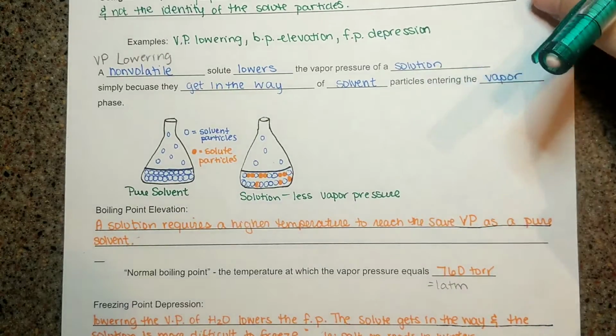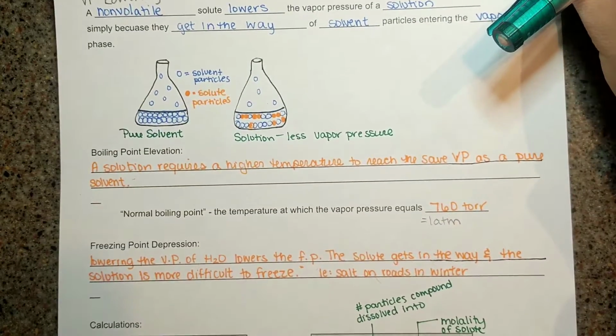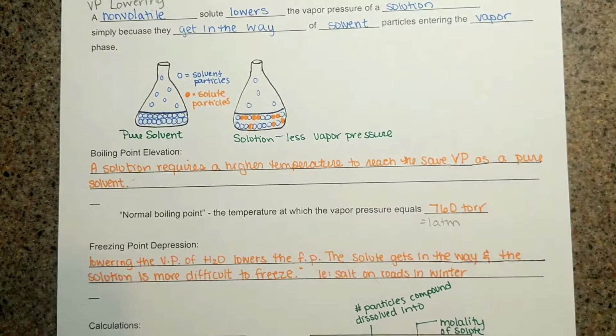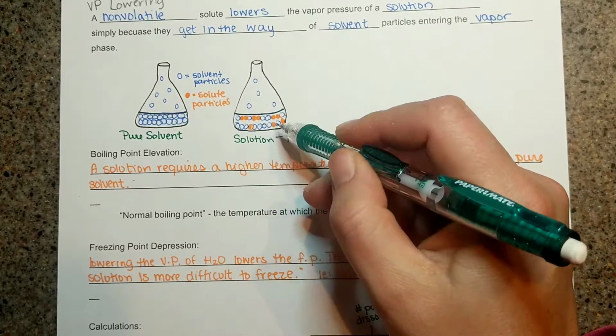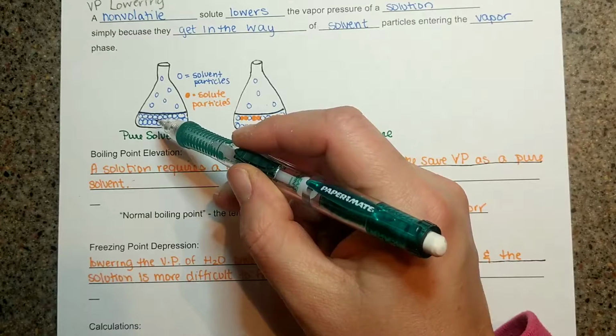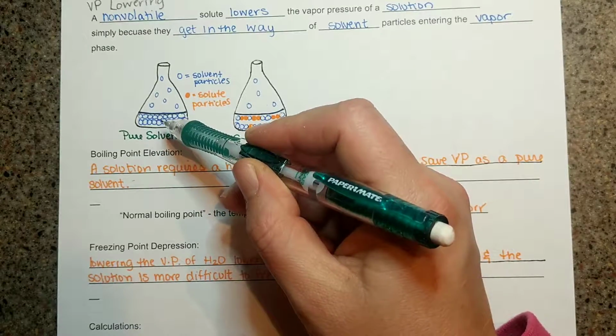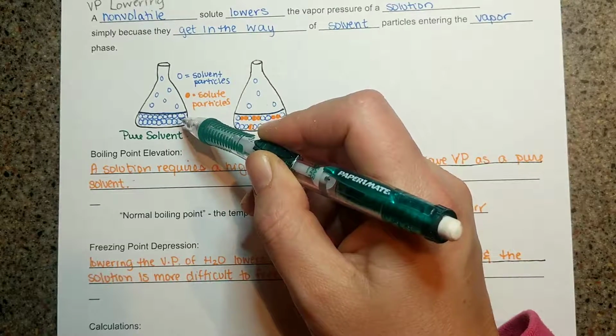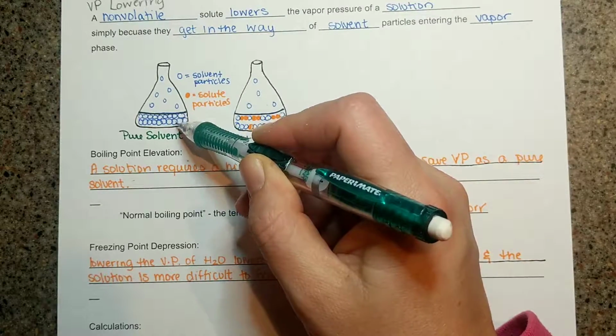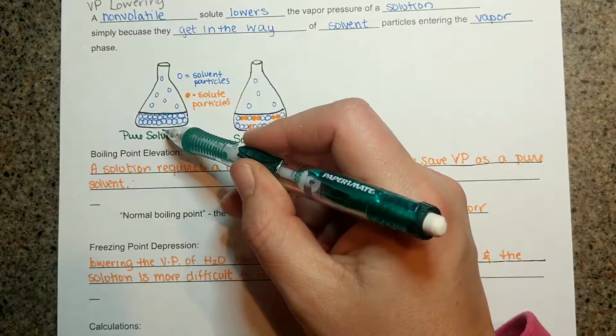Freezing point can also be changed, and this is called freezing point depression. Here, lowering of the vapor pressure of water lowers the freezing point. The solute gets in the way, and the solution is more difficult to freeze. So if we were to look again at our example here, if I have my pure solvent, when I lower the temperature, my molecules move slower and slower, and eventually they go through their phase change and they become a solid, and they get into a uniform position.